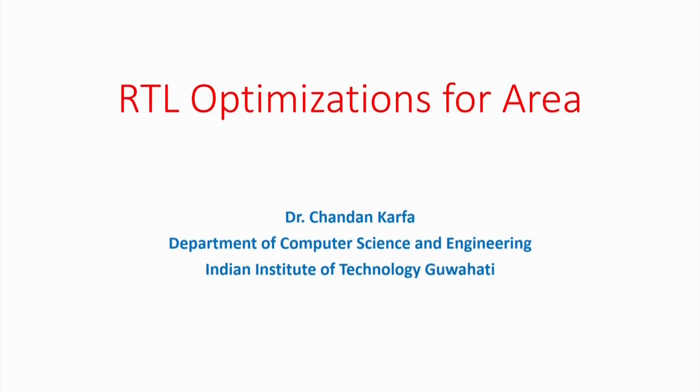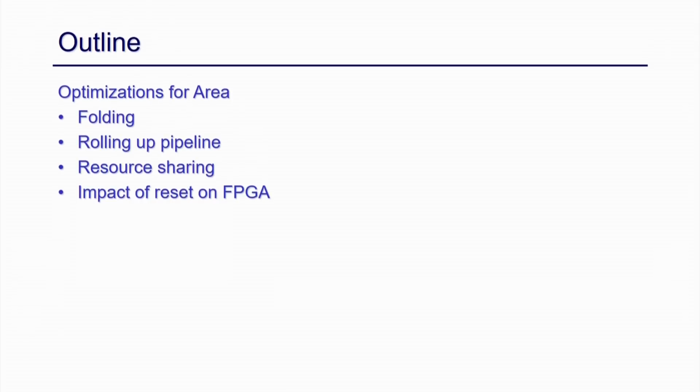Welcome everyone. Today we are going to discuss RTL optimizations for area. In our last discussion we discussed several techniques which improve the timing of a design, or the throughput, or the latency of a design. So we discussed certain strategies. Today's topic is area. What are the techniques commonly used in RTL which actually improve the area?